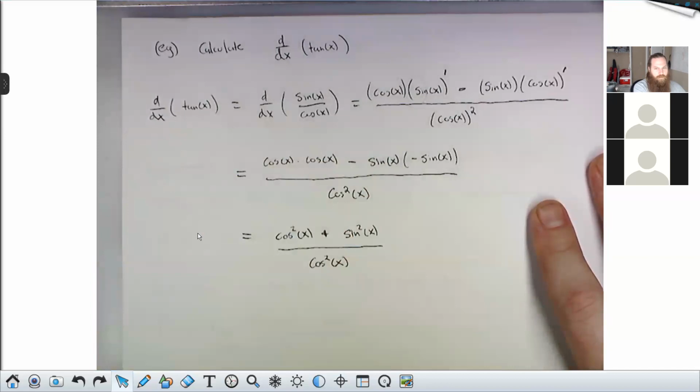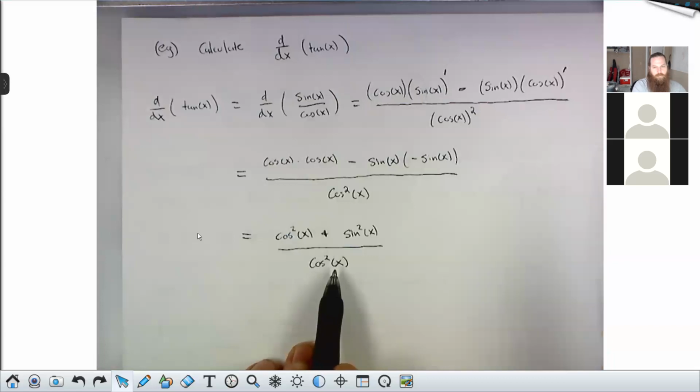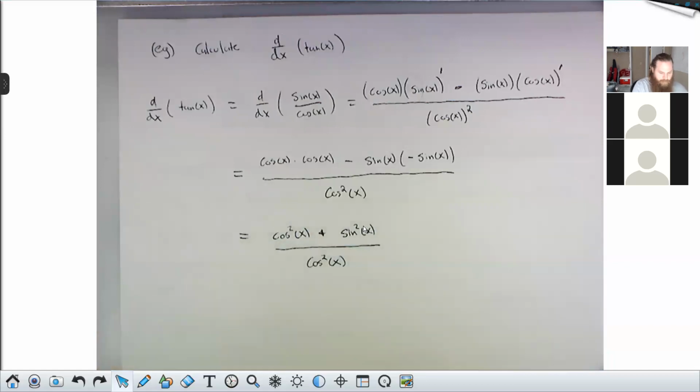And a question I like to ask my non-honors students is, can I cancel these? Can I cancel the cos squareds? The answer there, of course, is no, right? Because cos squared is not a factor of the top. In order to cancel with this guy, I would have to factor this guy out. But sine squared doesn't have a cos squared that I can factor out. But there is something I can use.